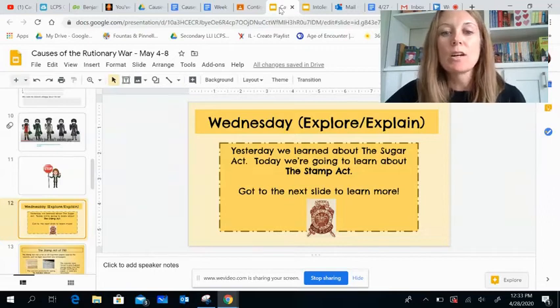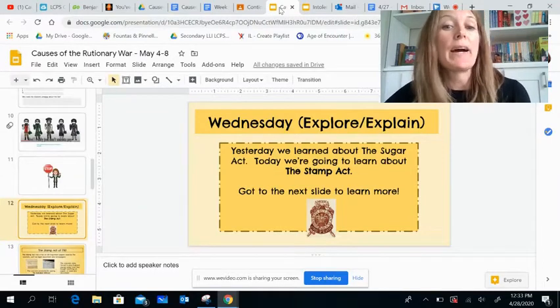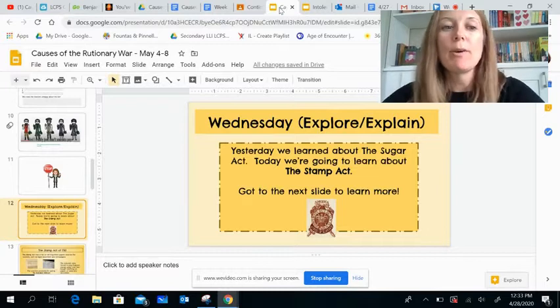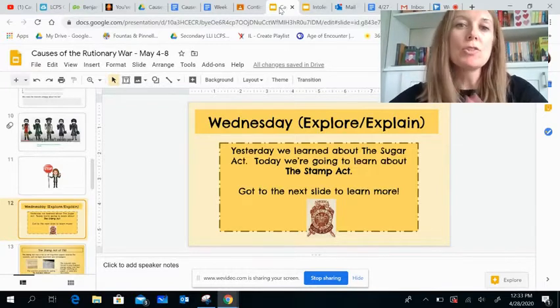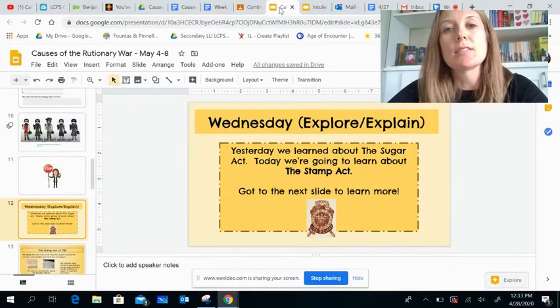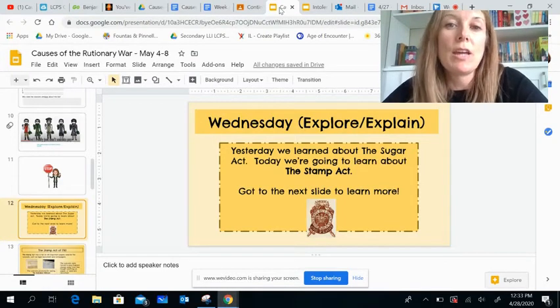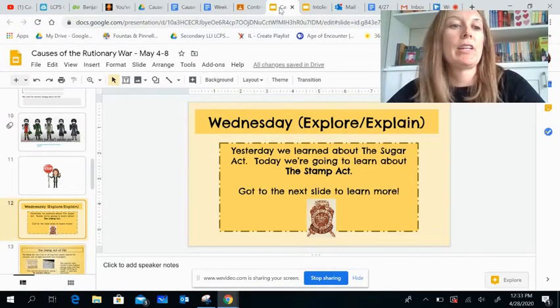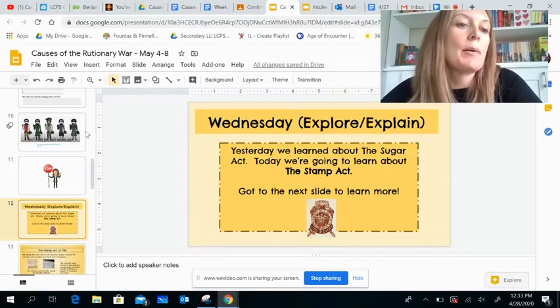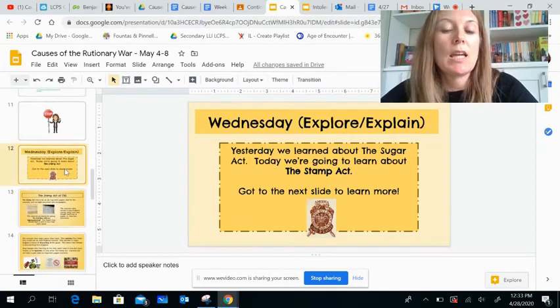Today I'm just going to talk to you a little bit about the Stamp Act. So yesterday we talked about the Sugar Act, where there was a tax on sugar and a higher tax on coffee and indigo and I forget the other, wine. Today we're going to talk about the Stamp Act.